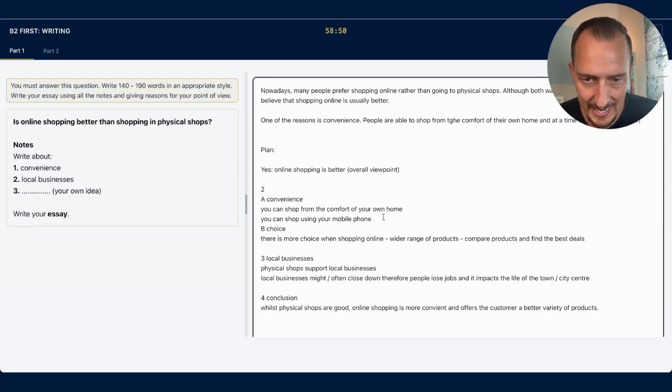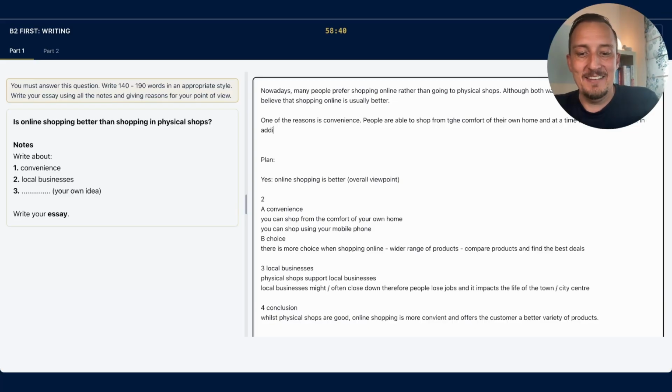What else did we say in our plan? You can shop using your mobile phone. Perfect. Now we want to add extra information. We did see one earlier in the reading text that adds information. So this is why I love keeping the reading in your mind, because you can use phrases if you can remember them from that reading text. We saw that, I think it was in part 3, wasn't it?